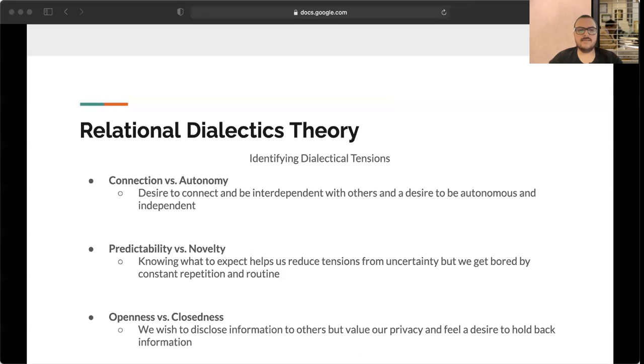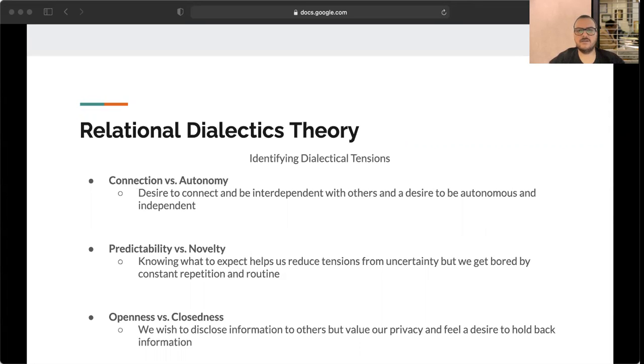The relational dialectics theory views relationship development as the management of the tensions that pull us in two directions at the same time. Imagine a new relationship where we're spending more and more time with that new someone in our life, but also we begin to stress and worry about not spending as much time with our friends or doing our own thing by ourselves. This struggle, dilemma between wanting to be in a relationship and wanting your independence reflects what is called dialectical tension.